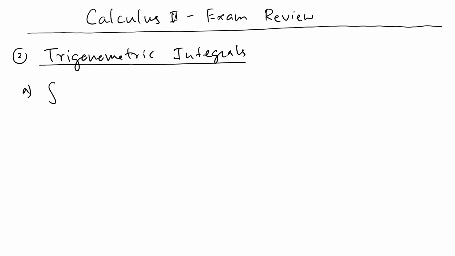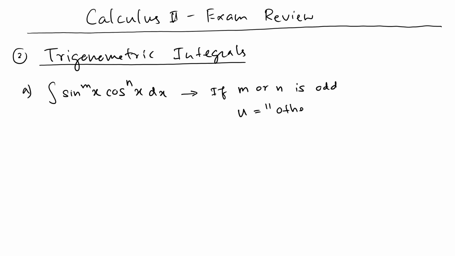Integrals like this: let's say we have sine to some power m of x and then cosine to some power n of x dx. How do we do a problem like that? We're gonna look at whether m or n is odd. The method is this: if m or n is odd, we're gonna use u equal to the other one. So if one is odd, pick the other one.